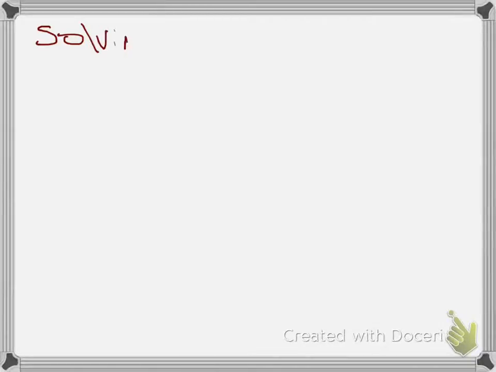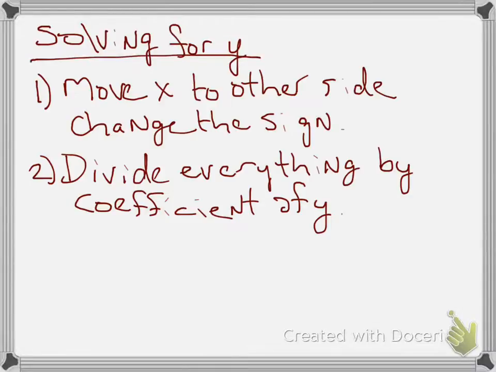The next part is talking about solving for y. Okay, this method means you take the standard form and you convert it to slope-intercept form. You do that by moving the x to the other side and then change the sign. You'll see what I mean in a minute. And then you divide everything, I mean everything, by the coefficient of the y. So, let's see an example. What do you mean by that, sir?